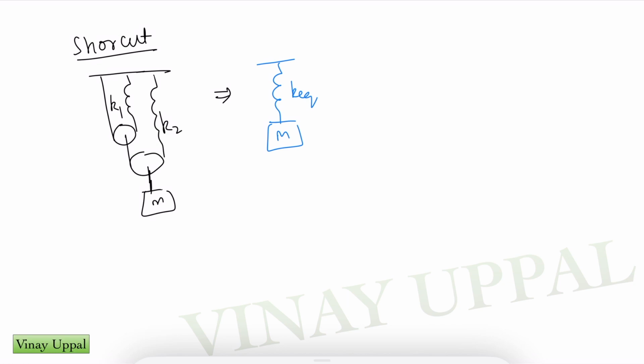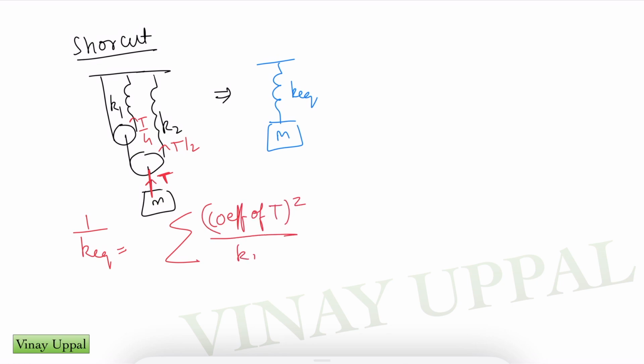So what we need to first do is make sure that the tension on the block is T. The net tension on the block is T. So this will be T by 2 and this will be T by 4. And now the formula for K equivalent goes as 1 by K equivalent is summation of coefficient of T the whole square divided by Ki.